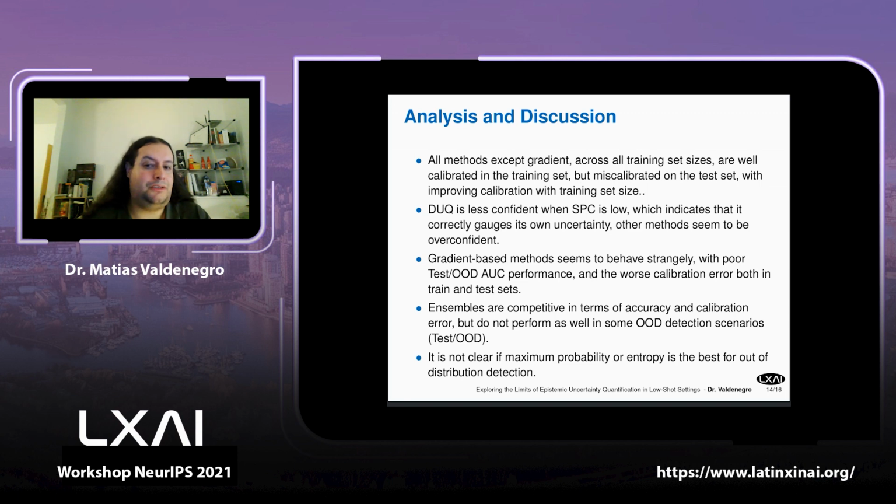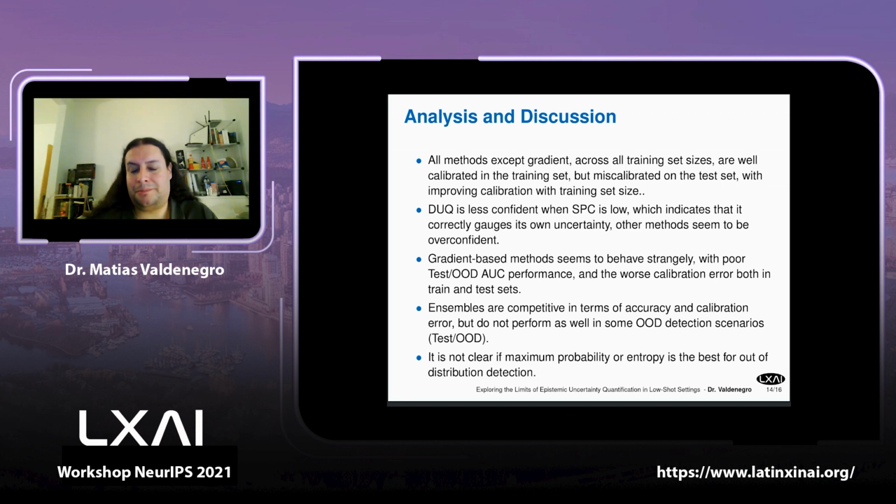Also, DUQ is less confident when the number of samples per class is low, which indicates that it's actually correctly gauging its own epistemic uncertainty. But other methods seem to be overconfident, and that's not good for the community and for the estimation of uncertainty.